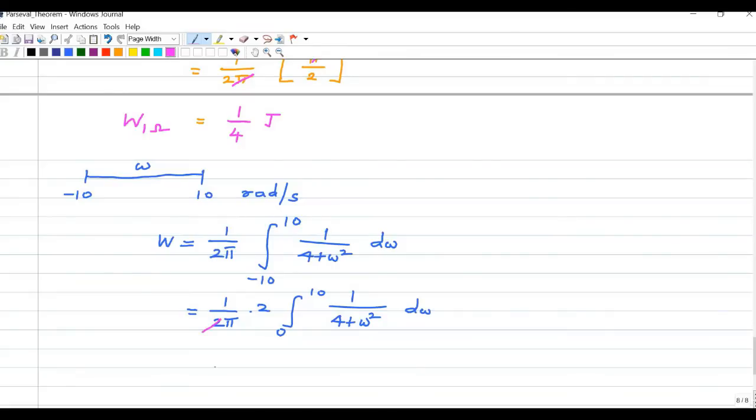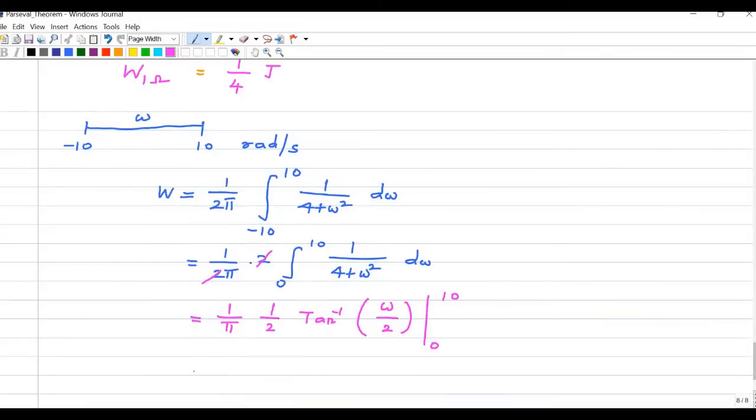So this 2 also you can cancel. You will get 1 over pi. Again, this is in the standard format what I have written in the box. So 1 by 2 tan inverse omega by 2. Now the integral limits are 0 to 10. So this is 1 over 2 pi. When I substitute the upper limit, it's tan inverse omega is 10, so omega 10 by 2, it's 5. Tan inverse 5 minus tan inverse 0 is 0.